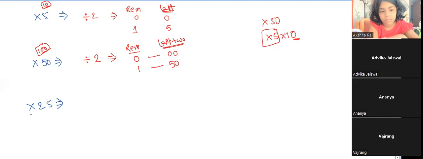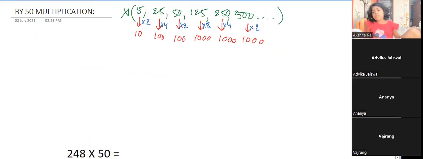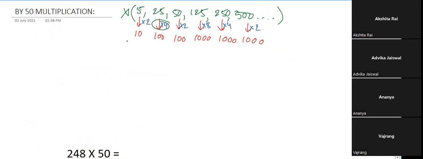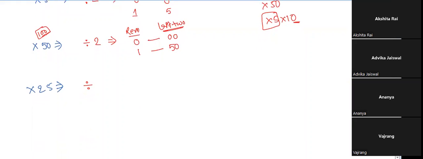Okay, see, multiplication by 25. Here we saw the multiplication factors already. Instead of multiplying by 25, what can we do? Divide by 4. Divide the given number by 4.